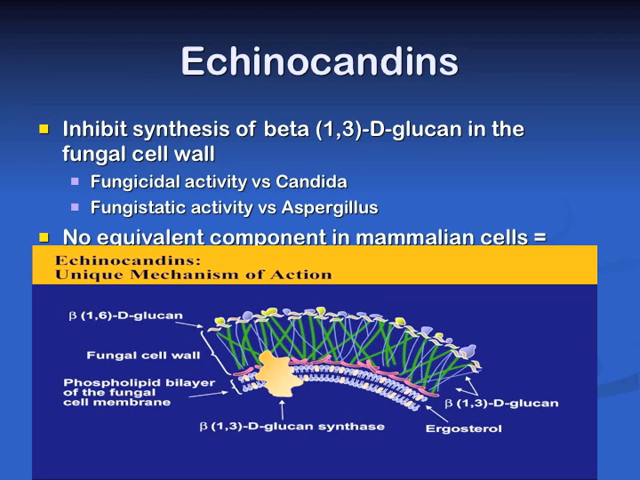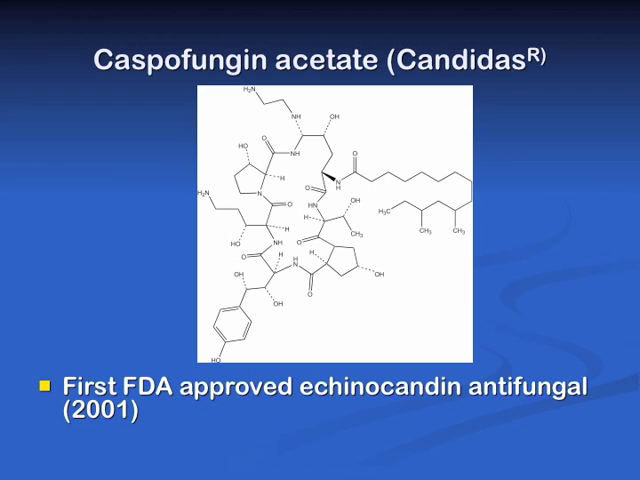Okay, we're almost done. Just to wrap up with the echinocandins, these agents inhibit synthesis of beta-1,3-D-glucan in the fungal cell wall. They're cidal against Candida, but only static against Aspergillus, because Aspergillus only has beta-1,3-D-glucan in the apical tips, the invading tips of the filaments. They have no equivalent component in mammalian cells, which tends to make them pretty well tolerated.